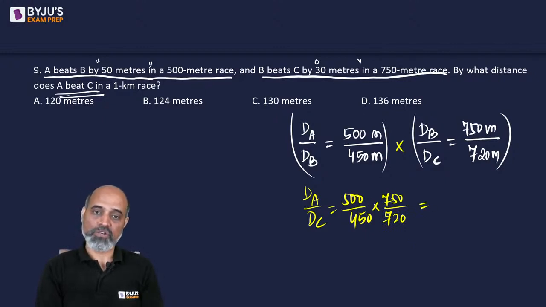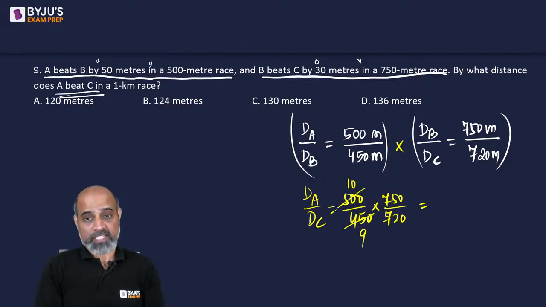Right? So this is 50 into 10. This is 50 into 9. This is 25 into 30, and this is 24 into 30. This can further get simplified. ज़्यादा नहीं हो पाएगा, पर ऐसे ही छोड़ देते हैं.